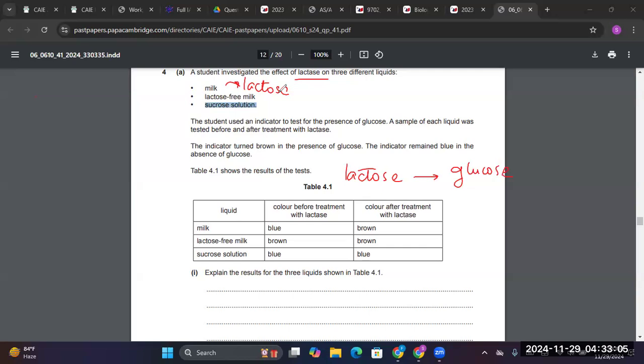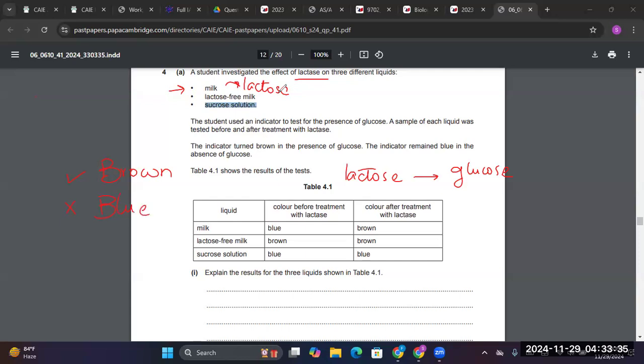Now, when we have milk, in milk there is lactose present. Since the lactose is present, what will happen when I add the indicator? The indicator tells you the presence and absence of glucose. If glucose is present, you will get brown color. If the glucose is not there, you will get blue color.